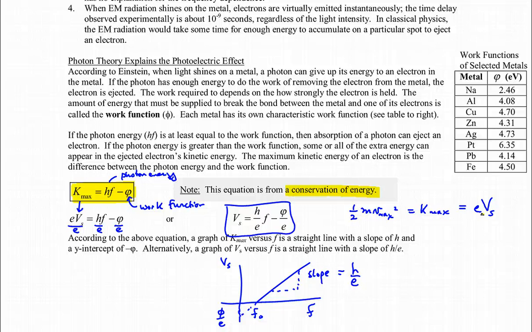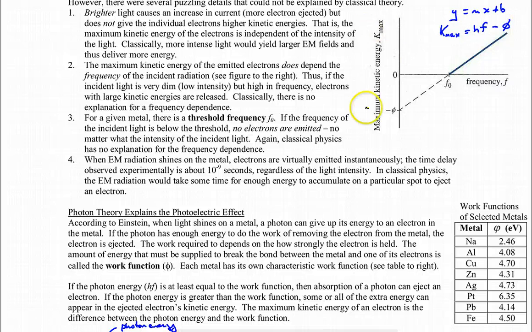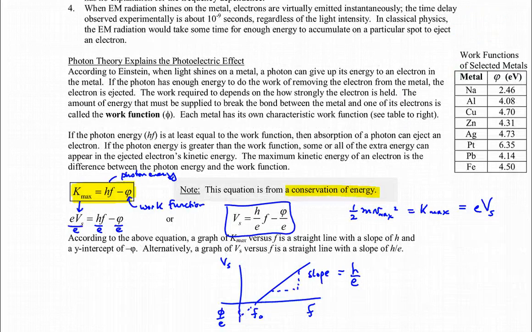And you're also expected to be able to sketch and interpret the graphs, particularly the stopping potential versus frequency, and also the maximum kinetic energy, or the energy of the electrons, versus the frequency. Understand that in this particular graph, the slope represents Planck's constant and the y-intercept represents the work function. But if you plot the stopping potential versus frequency, the slope represents Planck's constant divided by e, and the y-intercept represents the work function divided by e. Okay, this is quite a bit of information and quite a long video.